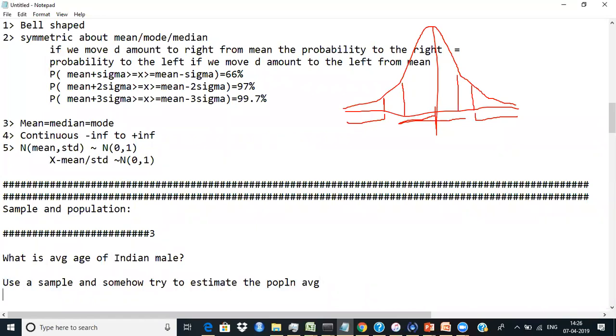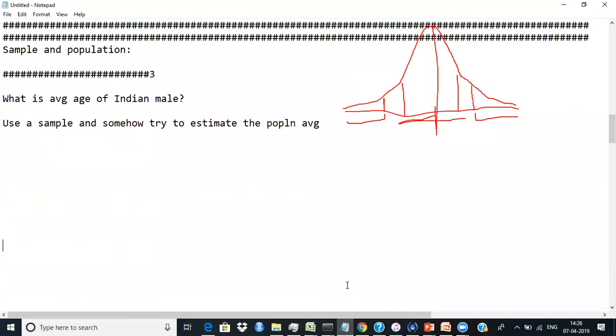To answer all of those questions, the techniques that we are going to use are known as estimation techniques. Now, estimation techniques are of two types. First is known as point estimation. Second is known as interval estimation.